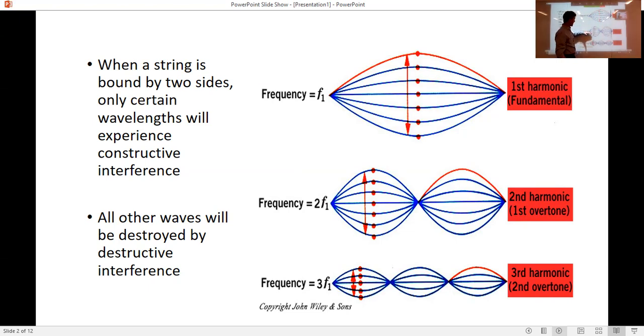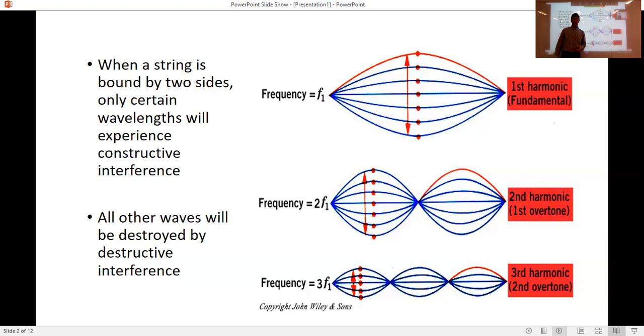Now we go to n equals 2, the second harmonic. We still have our nodes at the end, but notice there's also a node at the center. 2 antinodes, 3 nodes, 1 node at the center. N equals 3: 3 antinodes, 3 loops if you want to call them loops, 2 nodes in the center, and 2 nodes at the end.